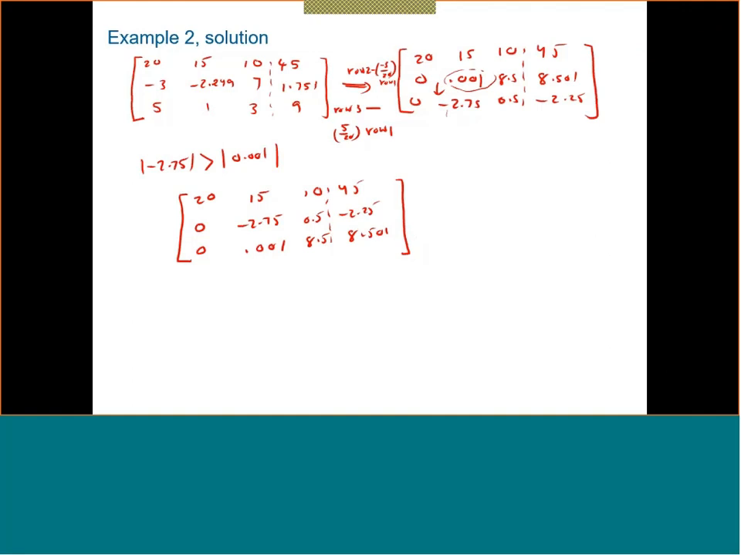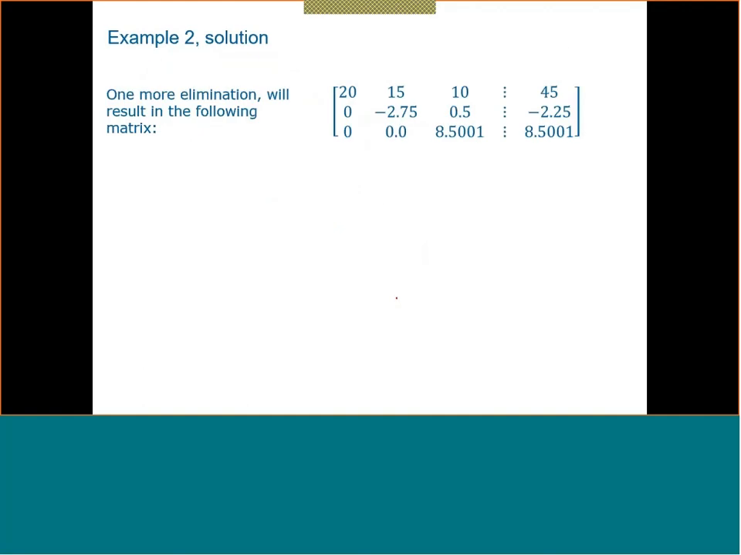So I need to deal with these two rows only. I want to make this equal to 0. How do we make this equal to 0? You just need to subtract: row 3 minus 0.001 divided by minus 2.75 times row 2. And if you do this, you will get the following matrix. I don't need to show it to you directly now. This is what you will get after that.